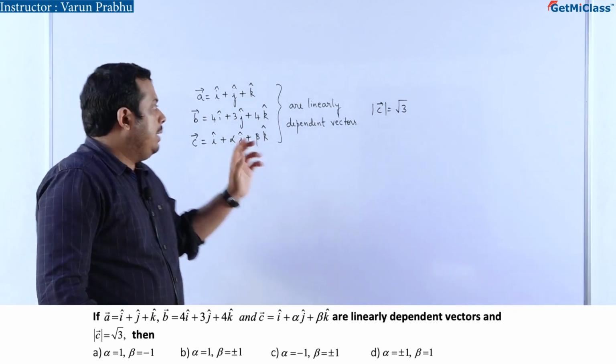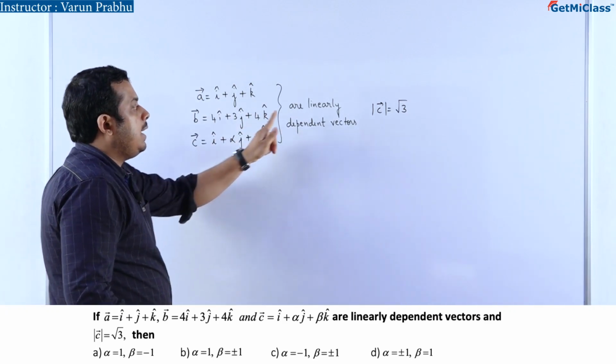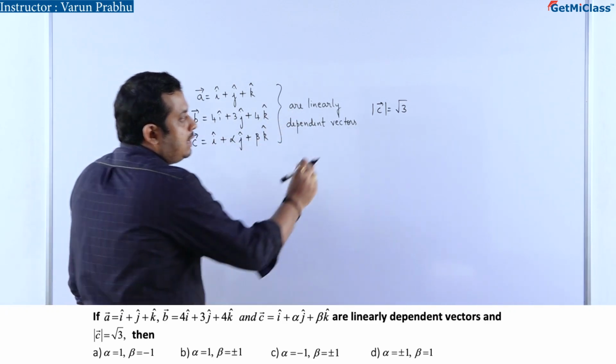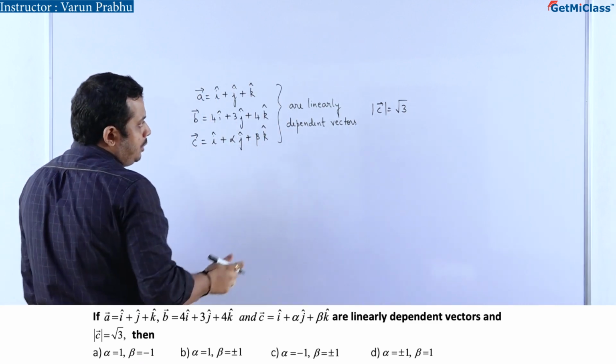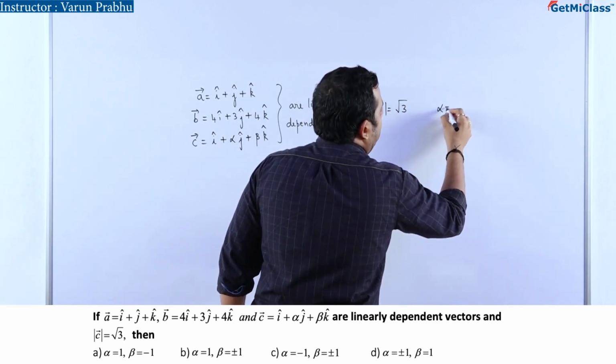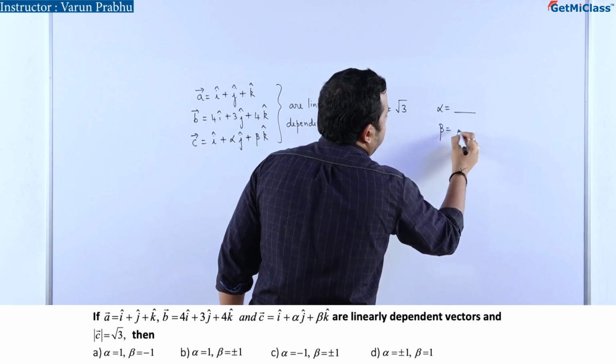It's told in the problem that these three given vectors are linearly dependent, and the magnitude of C is equal to root 3. What is the value of alpha and beta? That is the question asked.